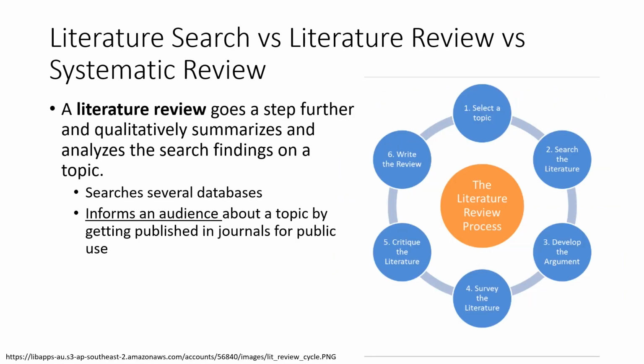A literature review, on the other hand, goes a step further than a literature search. And it's usually performed by one to two researchers that are experts in the field or want to become experts in the field, and they qualitatively summarize and analyze search findings on a topic. So they search several databases, find all the articles on that database, read the articles, come to their conclusions, write it up in a paper that is then peer-reviewed and published. So these literature reviews are published into a journal, and they can inform an audience about this particular topic.